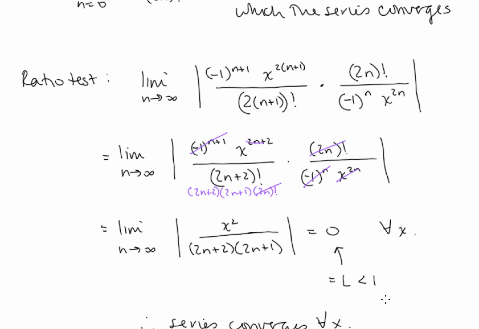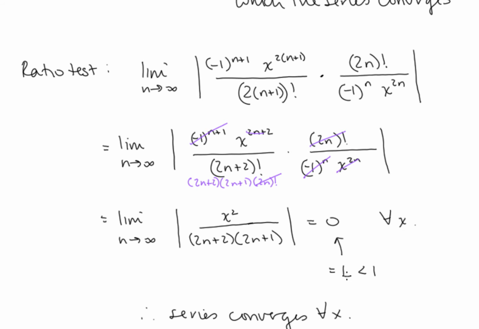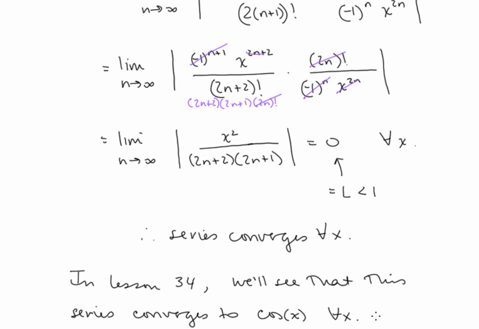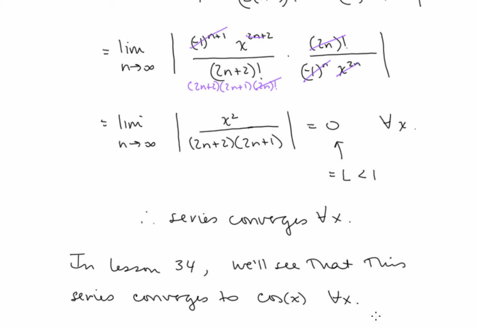Again, this is our limit L from the ratio test, which is less than 1 for all x values. That tells us this series converges absolutely for all x. And we're going to see in lesson 34 for this series that it converges to cosine x for all x. And with that, we'll conclude our lesson on power series.